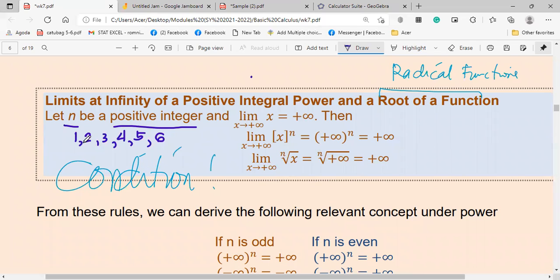First monthsary, second monthsary, third monthsary, fourth monthsary. Diba? Okay.